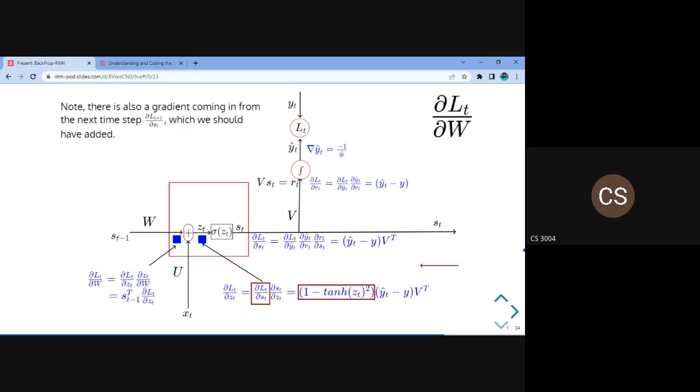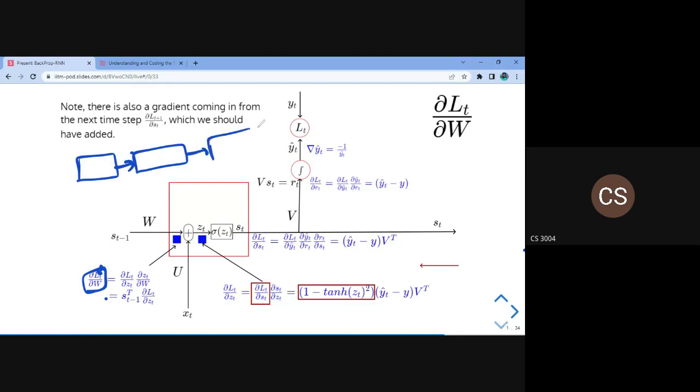So I think now I have computed the gradient of the loss at time step t with respect to W. So how do I propagate, or what should I propagate to the previous time step? I'm just trying to connect these.